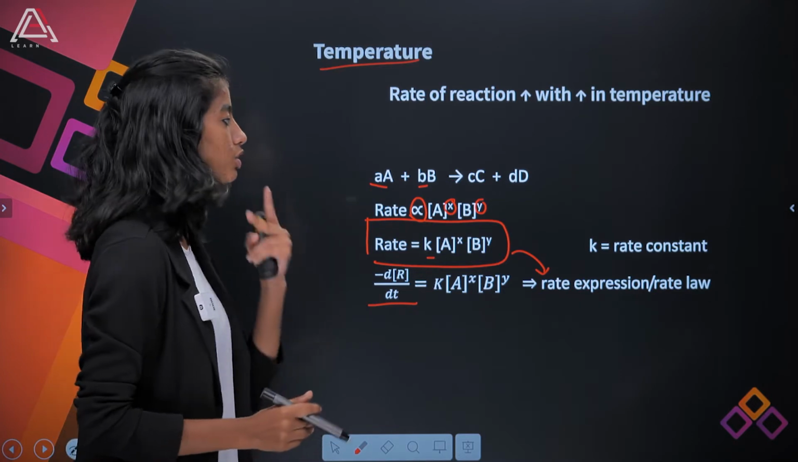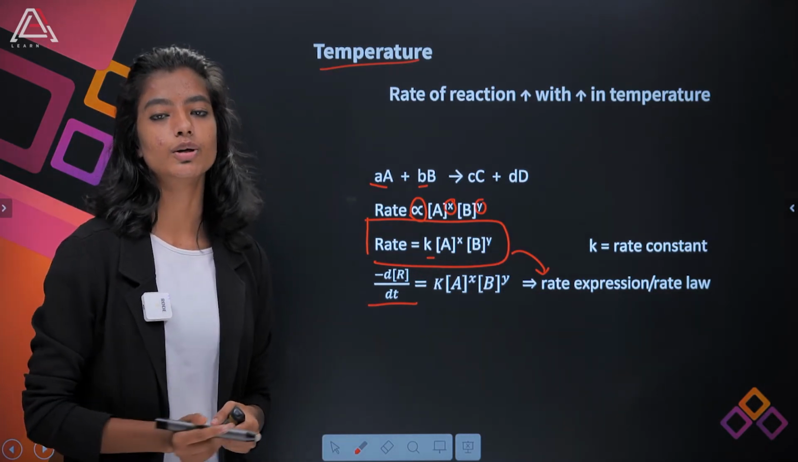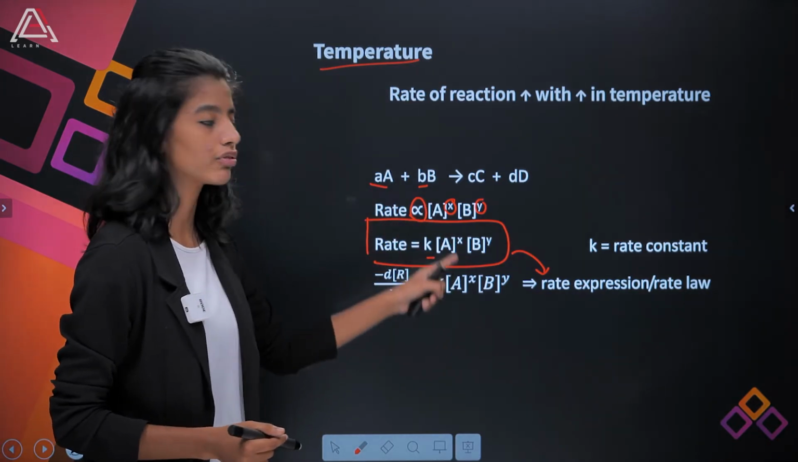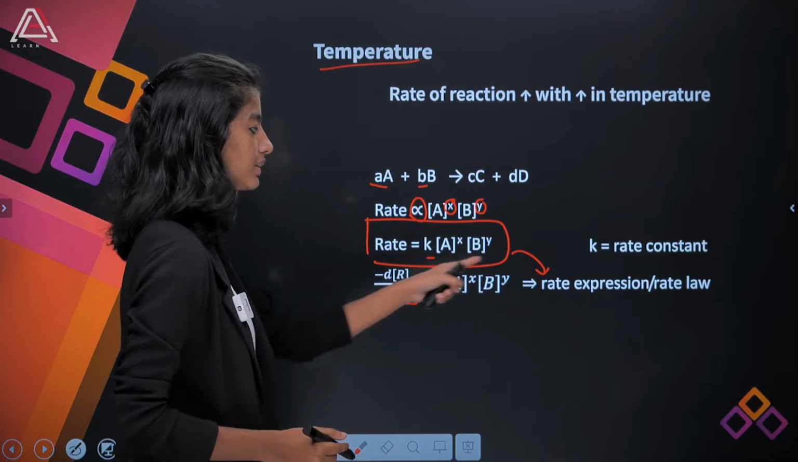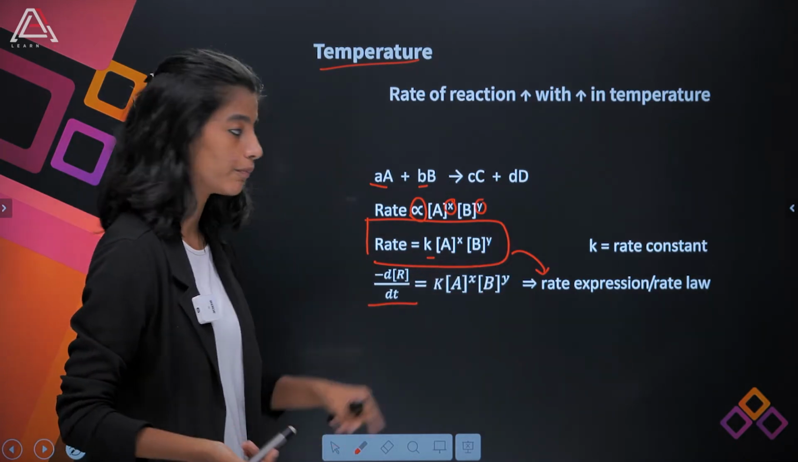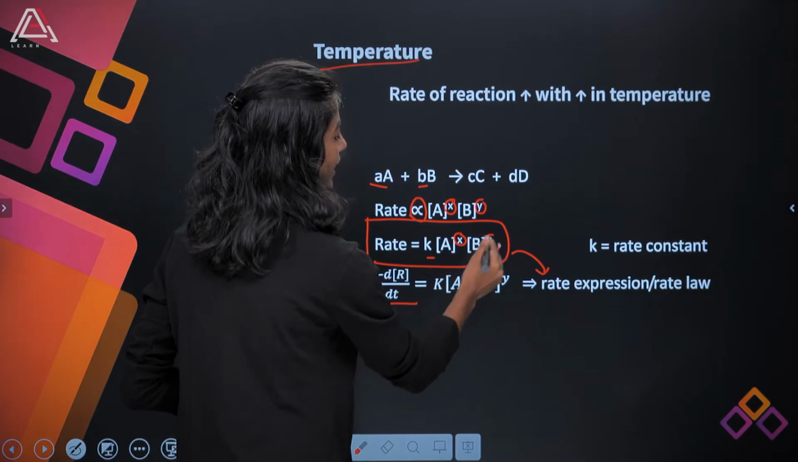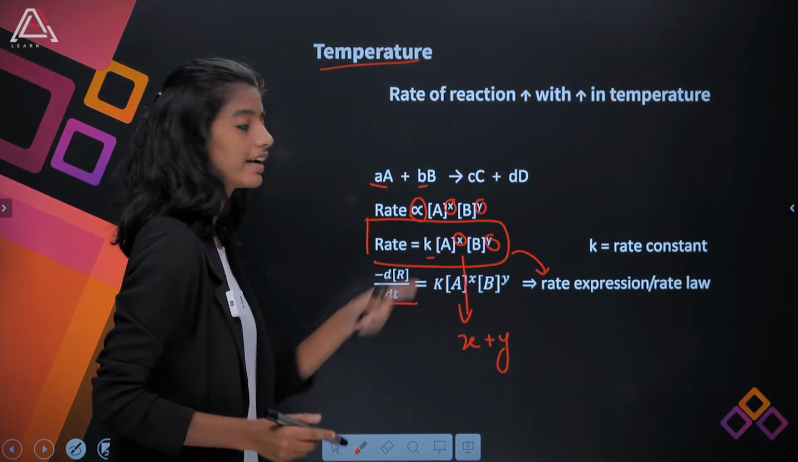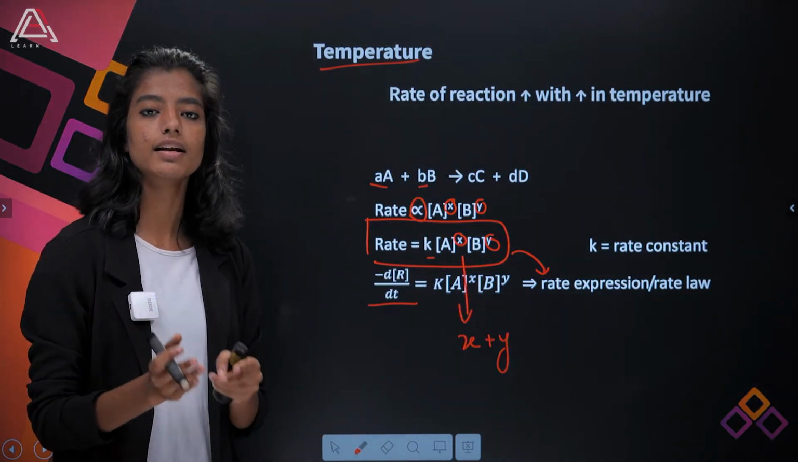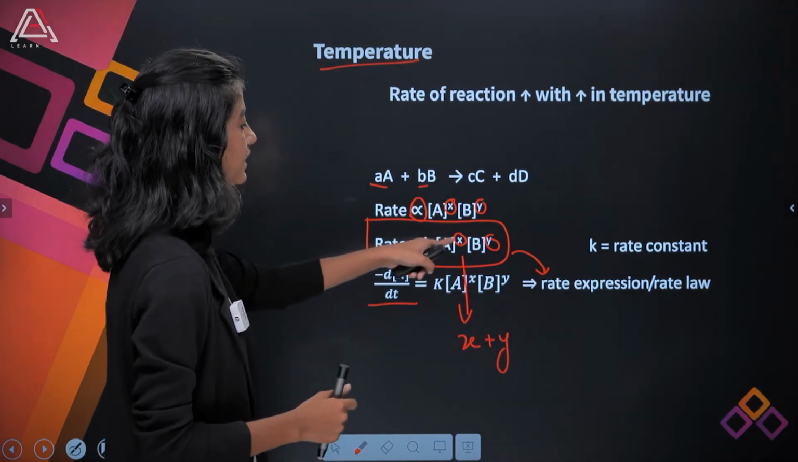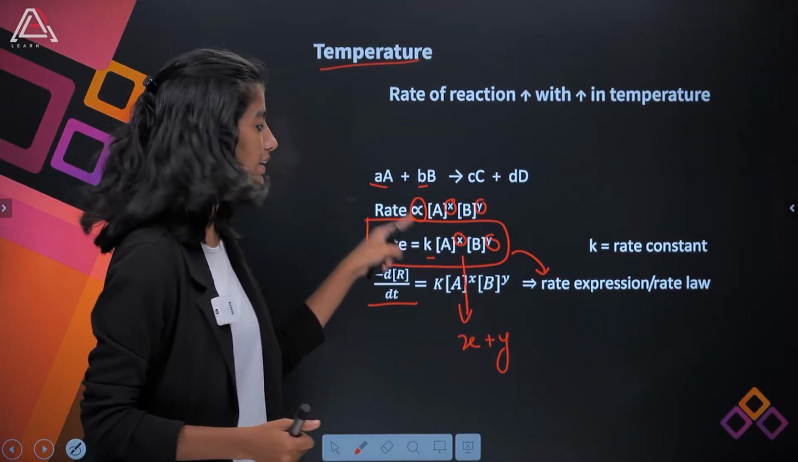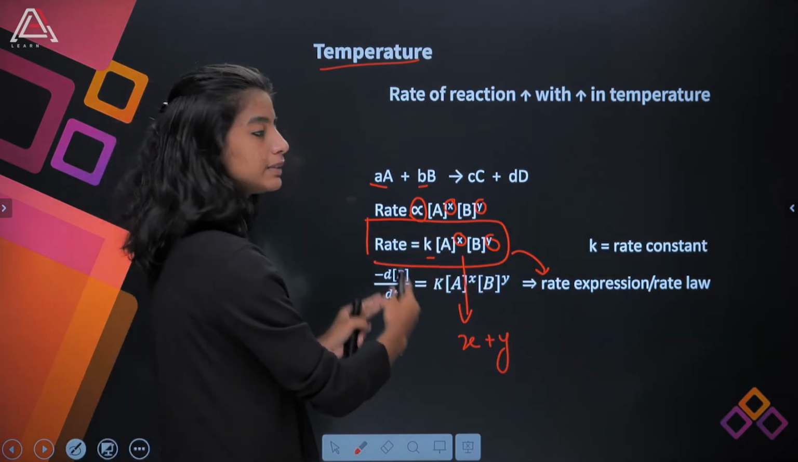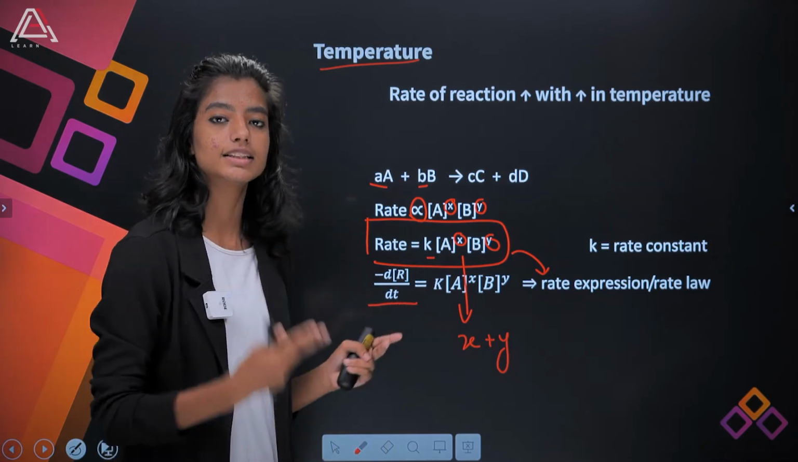Now you have to remember two terms, order and molecularity. What is order? Order is the sum of powers of concentration of reactant species in the rate expression or the rate law. So here x plus y will give you the order of the chemical reaction. Clear? Yes, it is the sum of powers of the reacting species in the rate law. It is an experimental value. Always remember, it is an experimental value.